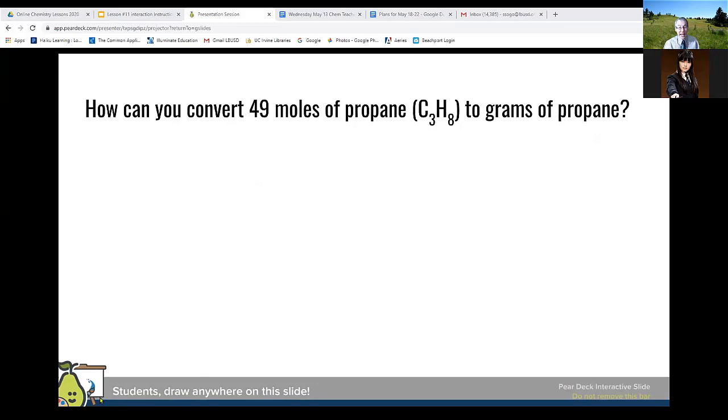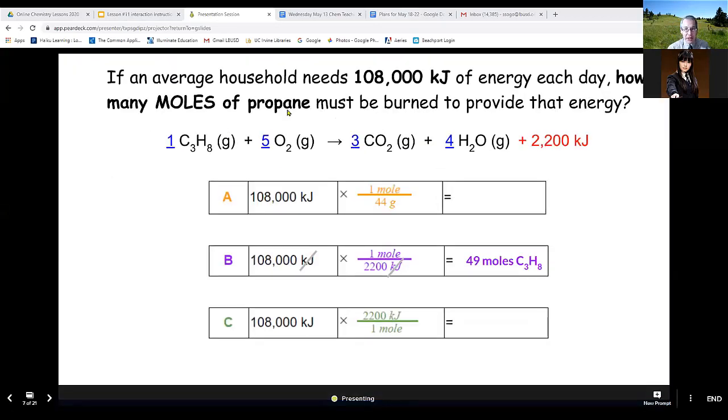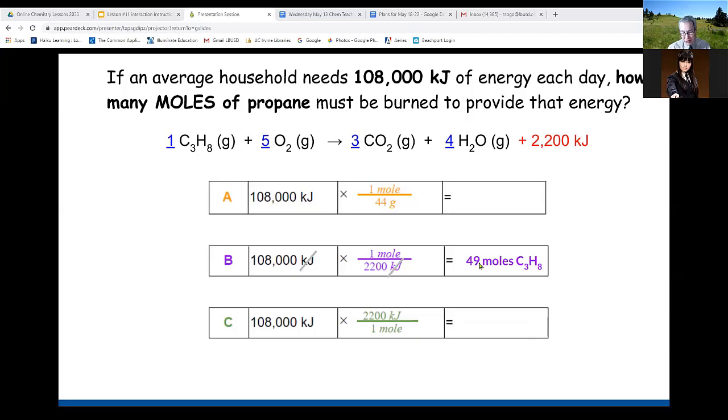All right, we answered the question. We answered the first question. Let me go back. We answered this question. How many moles of propane? 49 moles of propane. So we've got an answer, but maybe it's not the answer that's really useful to you. And that's what dimensional analysis is good for, is to say, I will put it in a way that is useful to both me and others I am working with. So let's try that.